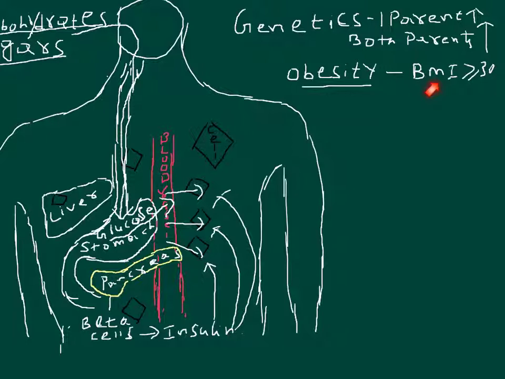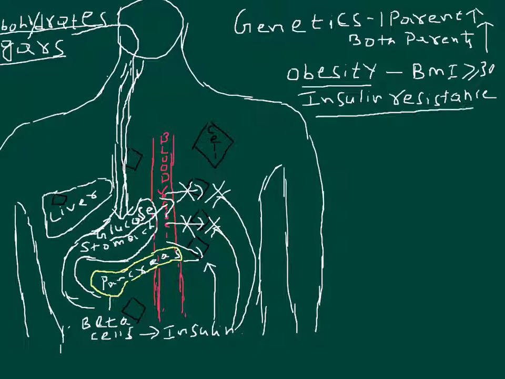So, how can obesity cause diabetes? In obesity, these cells do not respond to insulin. So, cells do not pick up glucose from the blood, and glucose in the blood is elevated. This is diabetes. This is called insulin resistance. This phenomenon of cells not responding to the available insulin is called insulin resistance. That's what happens in obesity.